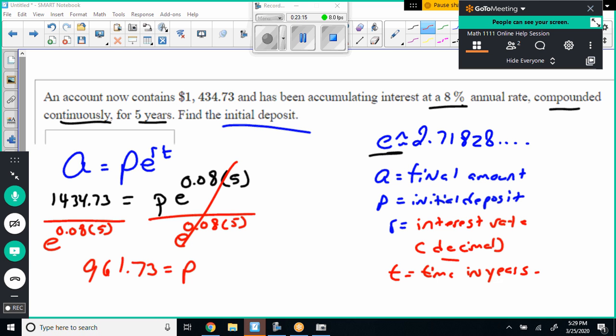Yeah, you got to divide, okay? Yeah, 0.73. What did you get?